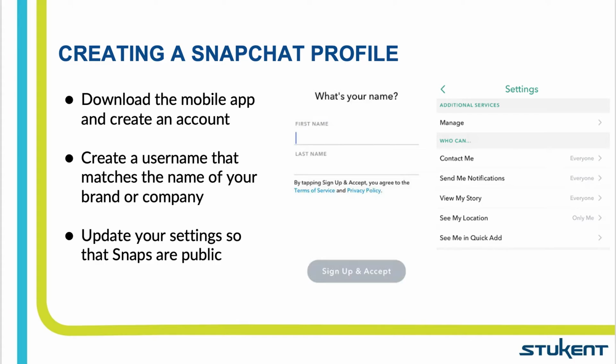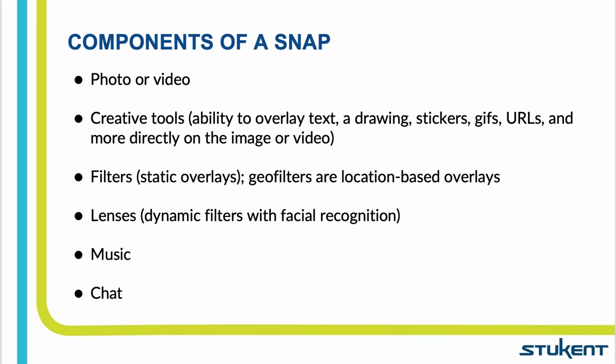How do you get it? You download the mobile app and create an account. You make a username that matches the name of your brand or your company, especially if you want people to find out who you are, and you update your settings so that snaps are public.